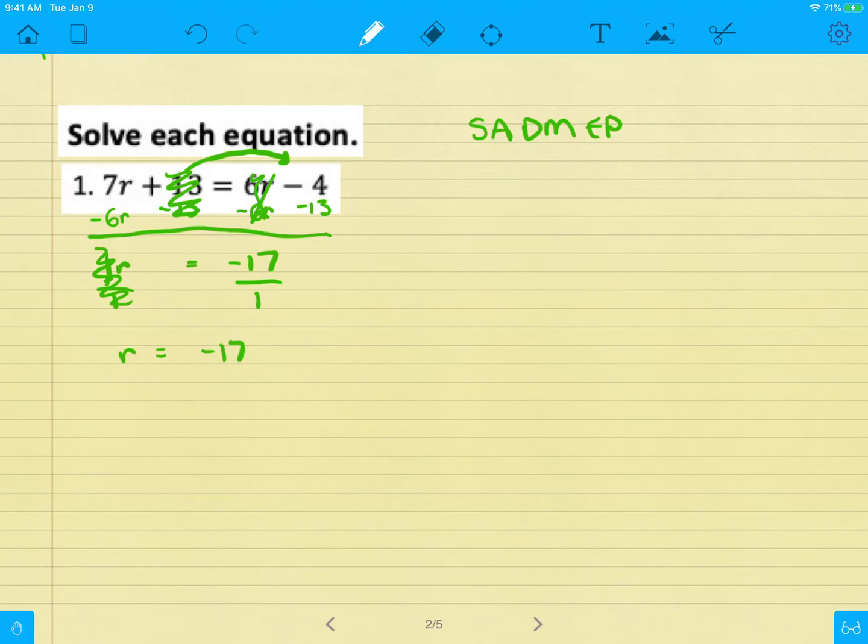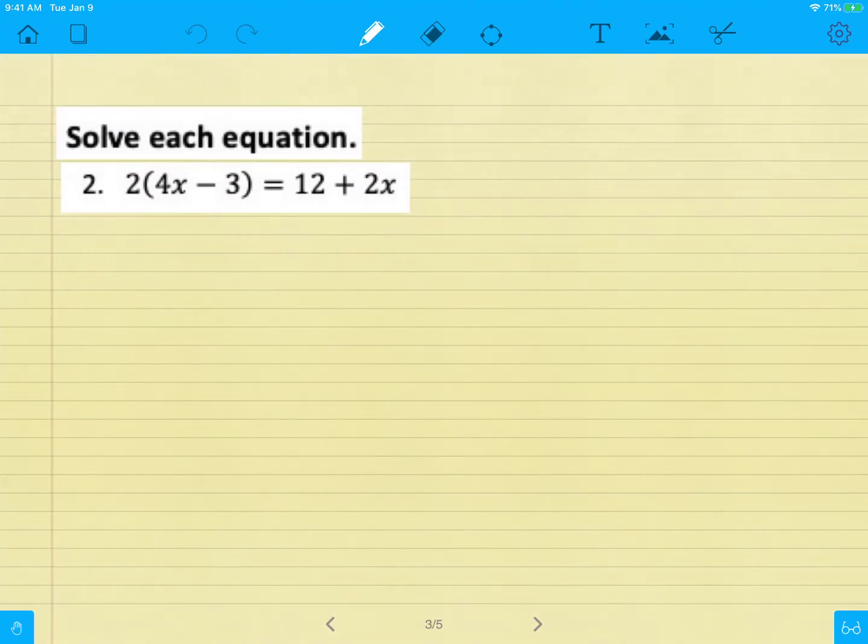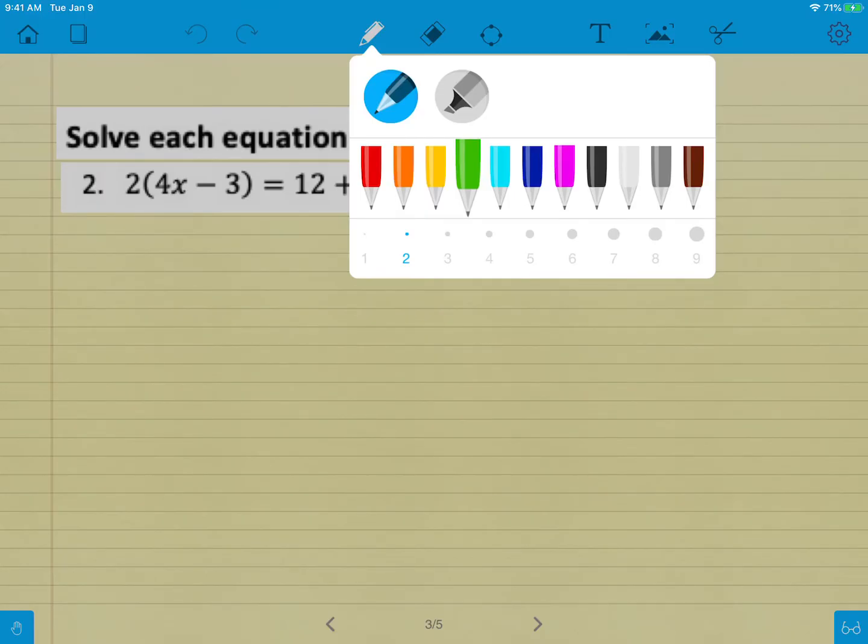All right, let's take a look at the next one. This is my second problem out of the 4 that I picked out. In this one, it's going to take more steps. I need to get rid of this parenthesis first, so this one might take a few steps.